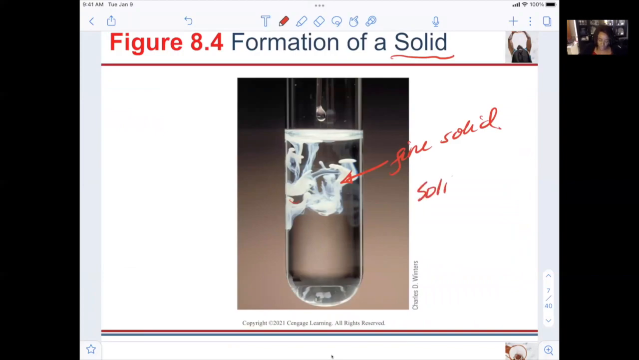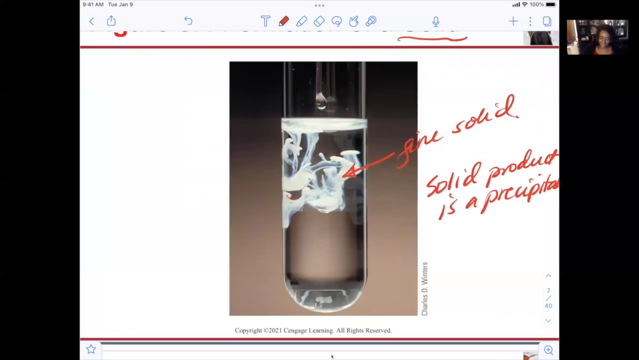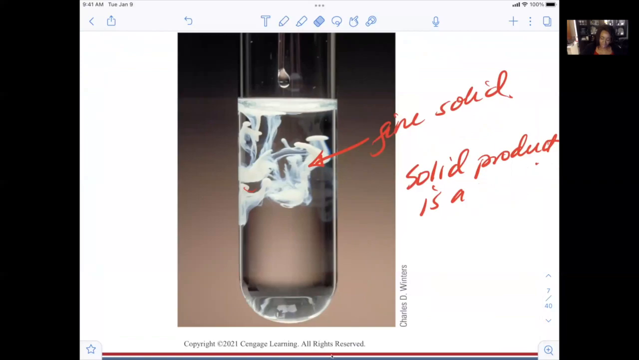So a solid product is a precipitate. A solid product, oops, I wrote beyond, so let me write in the bottom here, precipitate. A solid product is a precipitate, okay?